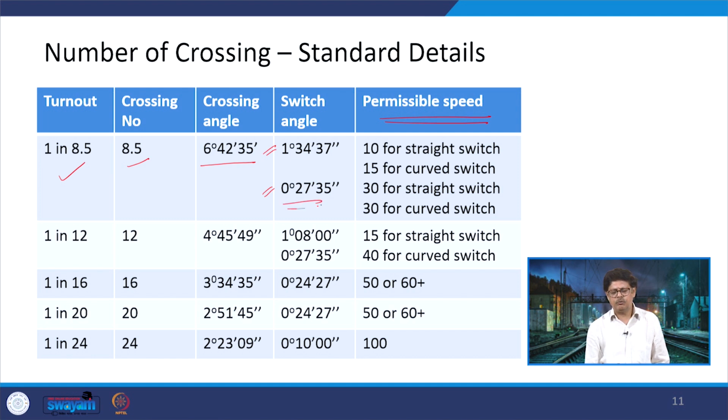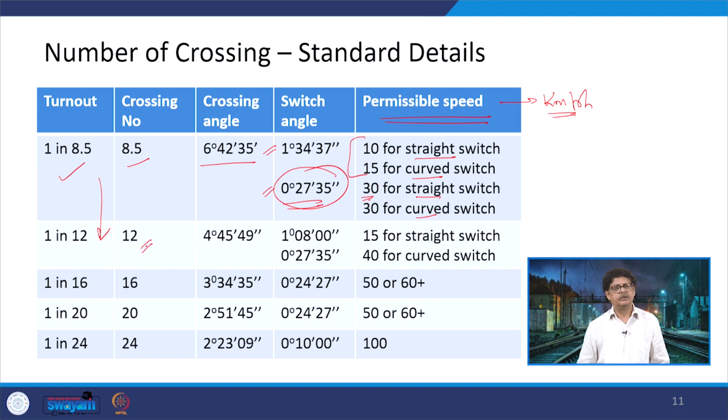So, this second one is usually used at a bit higher speeds. So, you can see the change. In the case of the first one, we have two speeds, that is 10 kilometers per hour or 15 kilometers per hour. That value is not being written here, so the unit is kilometers per hour. So, 10 is for the straight switch and 15 is for a curved switch, but in the case of a higher value of the switch angle, we can have 30 kilometers per hour for the straight as well as the curved switch.